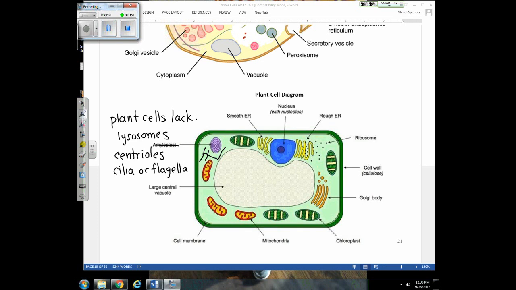And then let's go over here to the underneath part of the animal cell. And let's note that animal cells lack chloroplast and cell walls. They're going to have vacuoles, but they're going to have small vacuoles, whereas that plant cell has a large central vacuole that you see there.